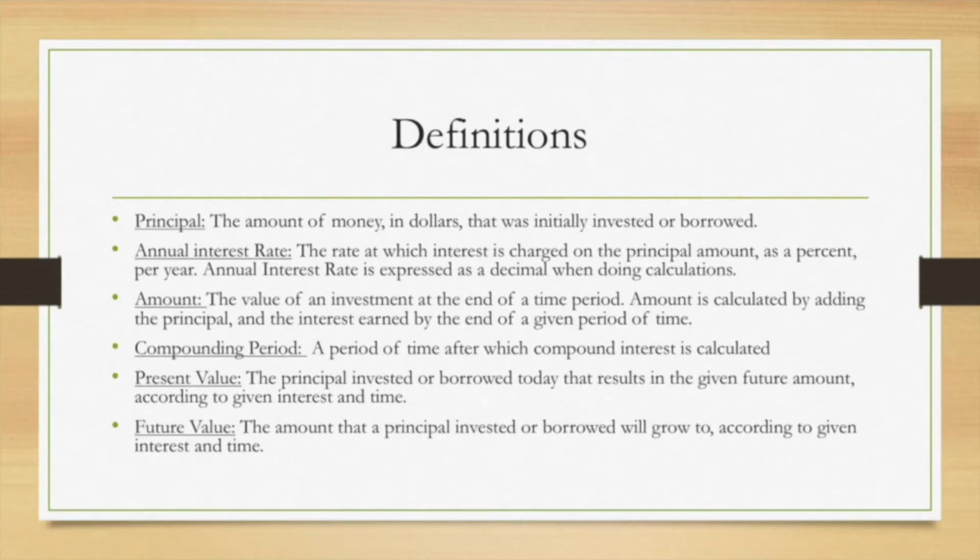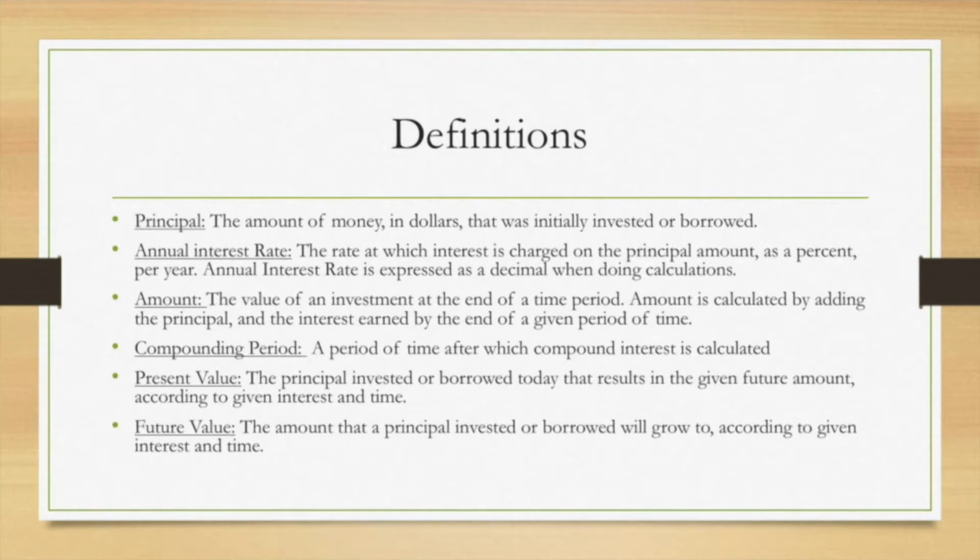Before we get started, let's go over a couple of definitions. Principal is the amount of money in dollars that was initially invested or borrowed. The annual interest rate is the rate at which interest is charged on the principal amount, as a percent per year. This is expressed as a decimal when doing calculations. Amount is the value of an investment at the end of a time period. Amount is calculated by adding the principal and the interest earned by the end of the given period of time.